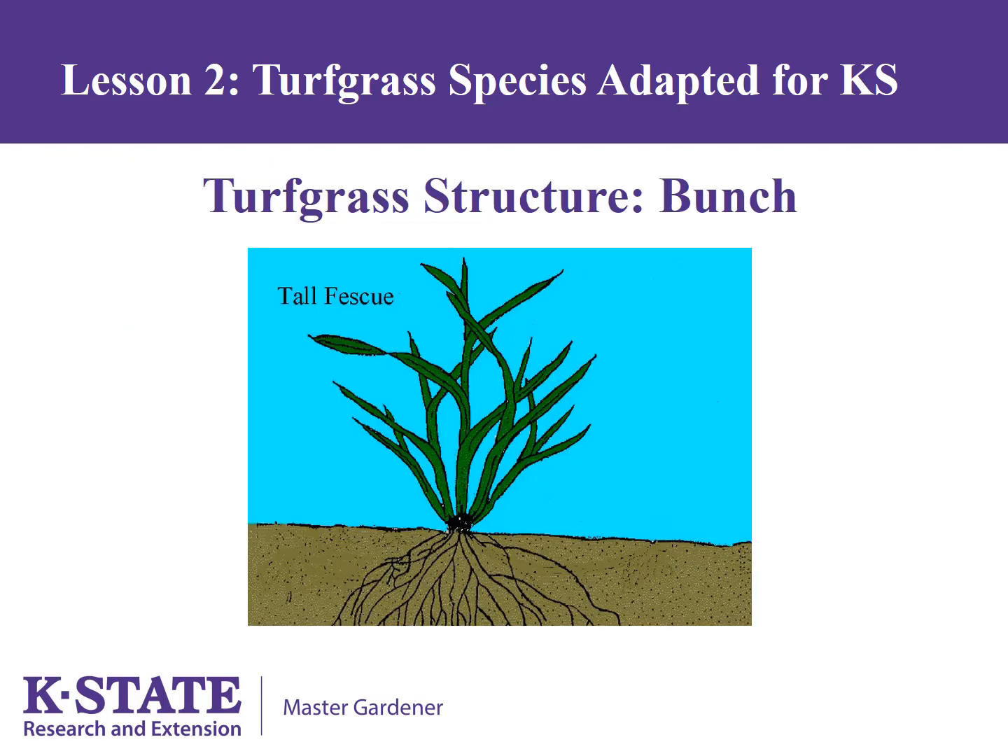You can see that here, tall fescue is a perfect example. This is one of the reasons we have to overseed tall fescue in the fall, because we may lose some due to heat or drought or a disease in the middle of the summertime, and then we have to seed back in those areas because this plant has no way of rejuvenating itself or growing and spreading. It's only a bunch type of grass species.